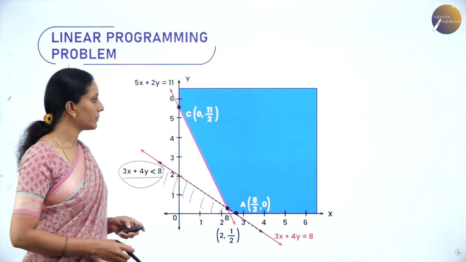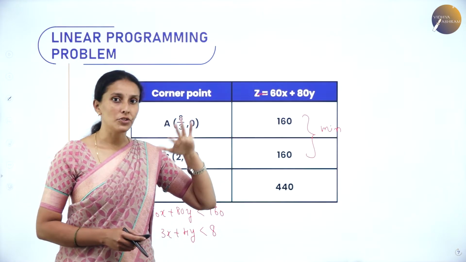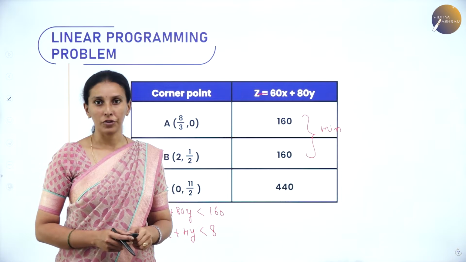So, that means what we can conclude here. 160 is the minimum cost required for the mixture of vitamins for food P as well as food Q.